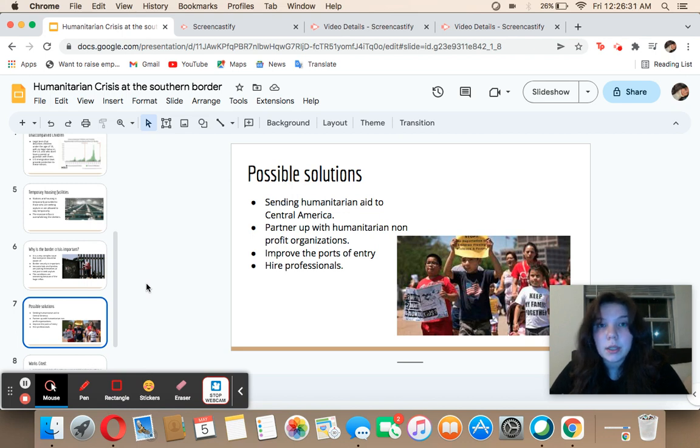The second one is partnering up with humanitarian nonprofit organizations on both sides of the border to help make sure that the people who are seeking asylum, their needs are met and that they're taken care of and that they're able to get everything done as needed so they're under less stress, because I can't even imagine this must be an incredibly stressful situation. The third solution is improving ports of entry, modernizing them, making sure that the process is efficient, that everyone's getting through and everyone's getting the information that they need to be able to send in their applications for asylum.